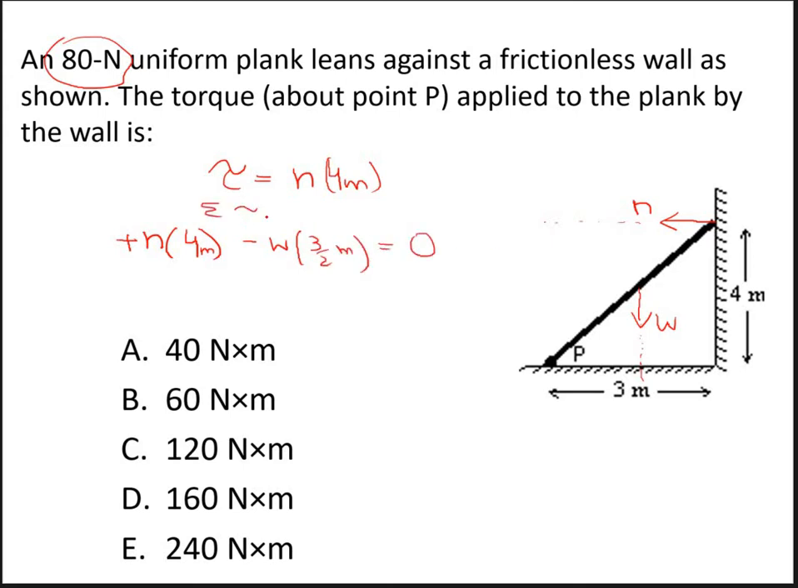The net torque on the system should be 0. So this is normal force times 4 meters, the perpendicular distance is 4 meters. It's counterclockwise torque, and this is clockwise torque around the pivot point, and this distance is 3 by 2 meters. So when you solve this, you get N equals 3 by 8 times W, and W is given as 80 newtons. So this gives you 30 newtons. That's the normal force. We're not looking for this, we're looking for the torque. So torque is 30 newtons times 4 meters.